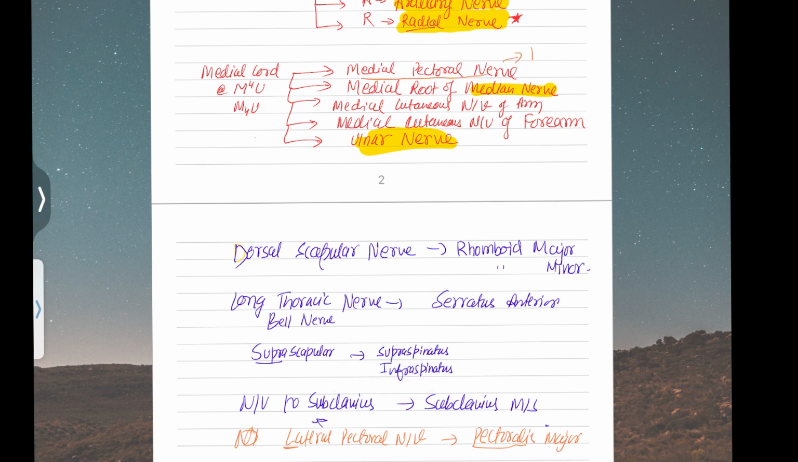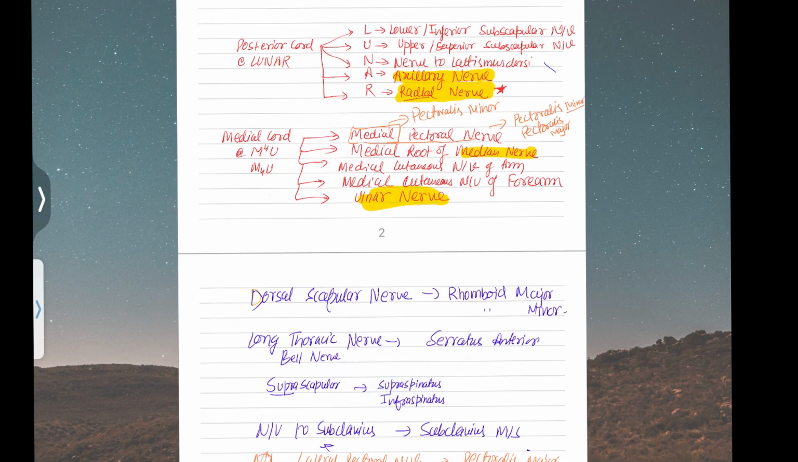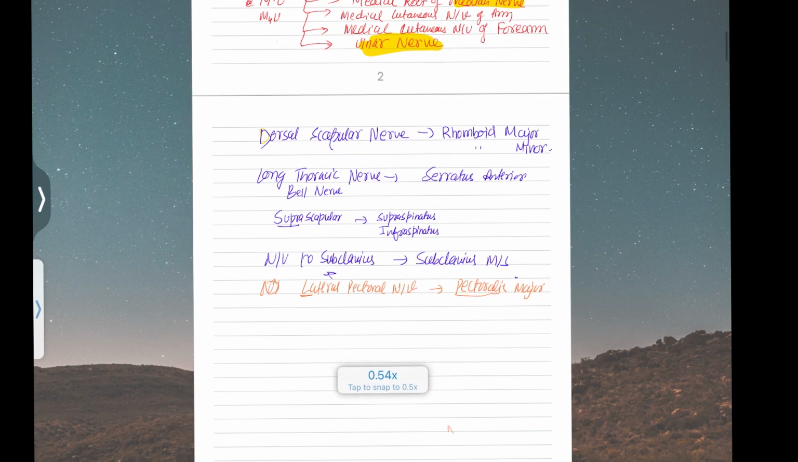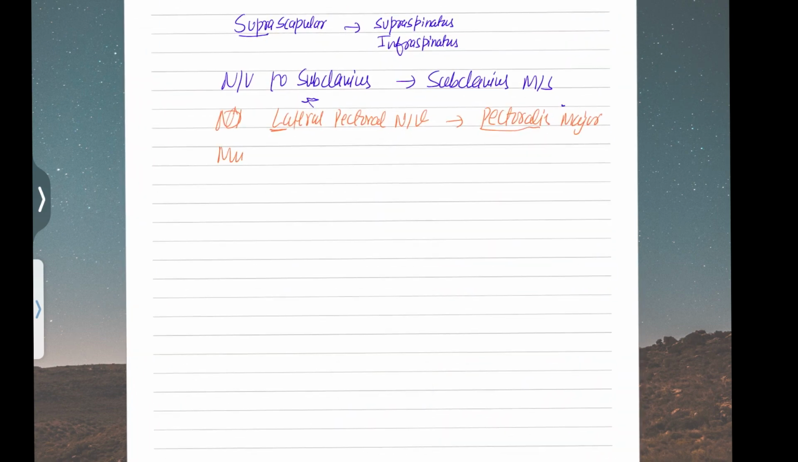It will be supplying mainly the pectoralis minor, and sometimes it also supplies the pectoralis major, partially you can say, but mainly the medial pectoral nerve will supply the pectoralis minor only, like majorly. And then we will be moving to the musculocutaneous nerve. So let me tell you, the musculocutaneous nerve will be supplying the muscles of the anterior compartment of your arm.